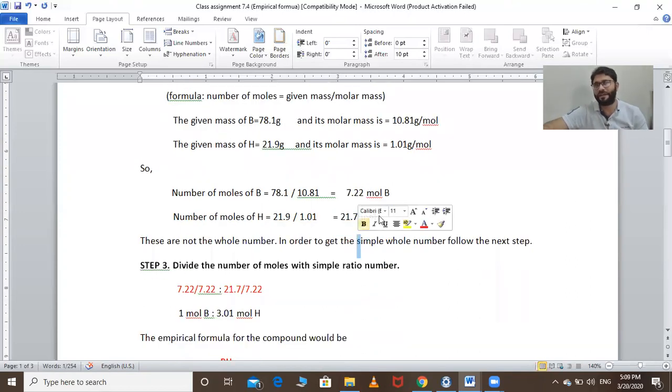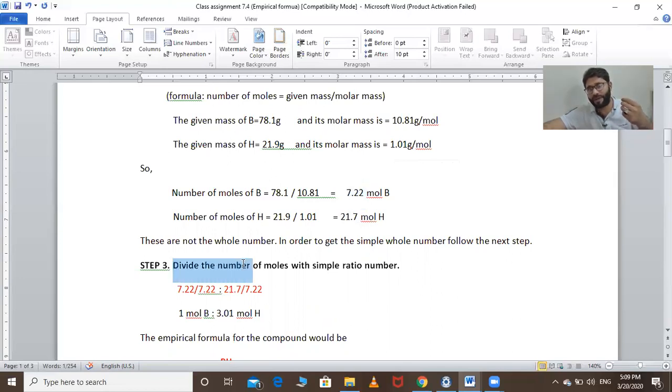Now, if we get these two values, the question is: are these values enough to give us the empirical formula for a compound? The answer is no, because when I started the lecture about the empirical formula, I told you that it should be in the simplest whole number. It should not be in decimals. These are in decimals. It should be in small whole numbers. So, since these are in decimals, we have to go to the third step.